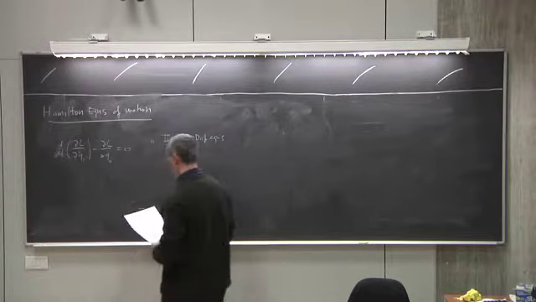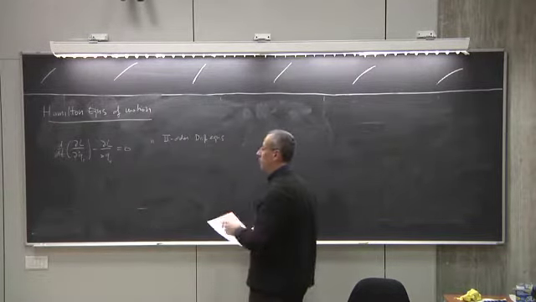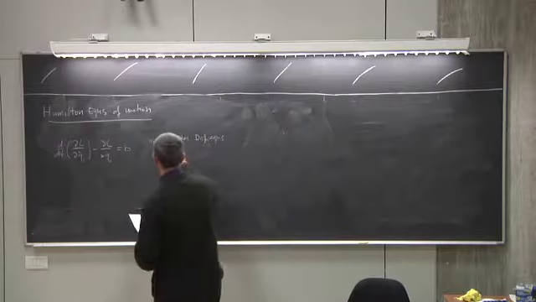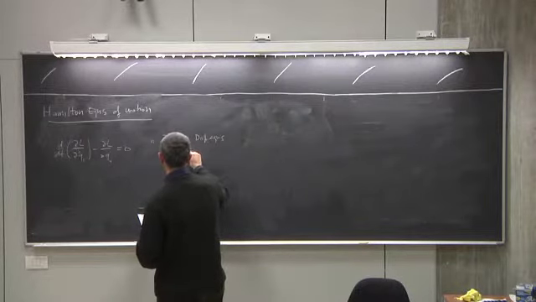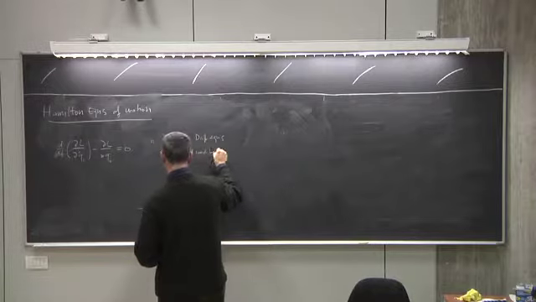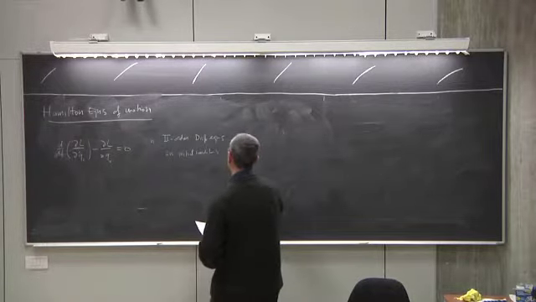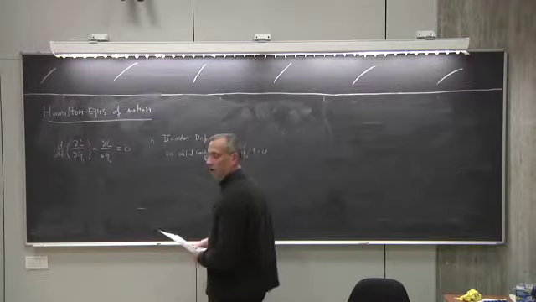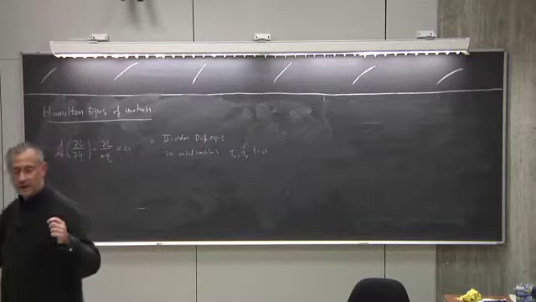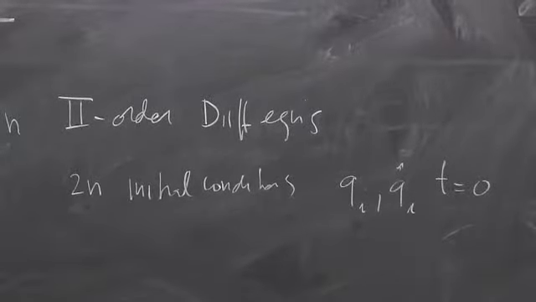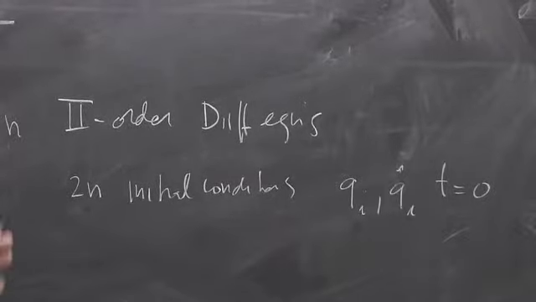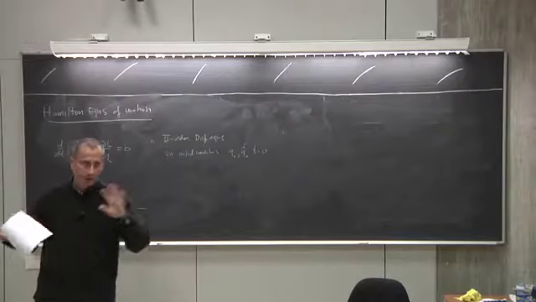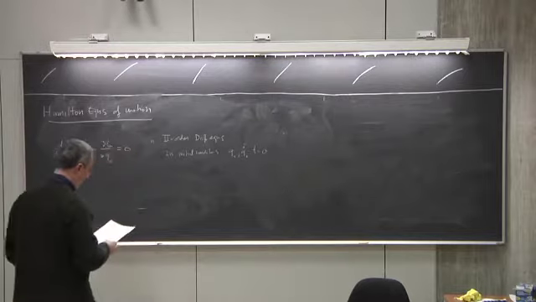And to specify the solutions, you need 2n, so twice as many initial conditions, right? You need 2n initial conditions, because you have to specify the qi, the generalized coordinates, and the velocities at time t equal to 0. Or in some problems, you specify coordinates at 2 different points, depending. Okay, it's the same. You can either give 2n initial conditions or n boundary conditions. That depends on the problem. But let's just stick to this.